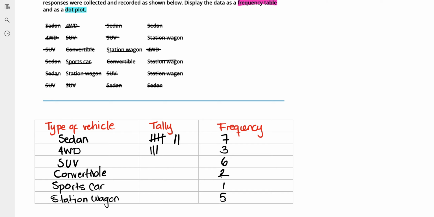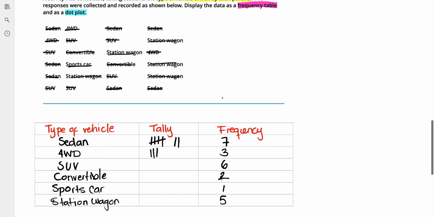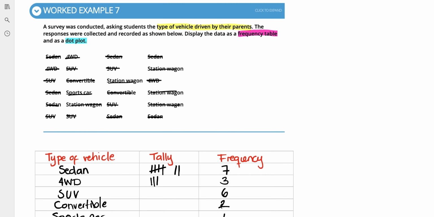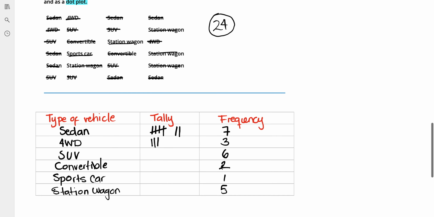Done. Wonderful. Now I'm going to count. Here they're not telling me how many people they interviewed, but if I count how many total answers I have, 1, 2, 3, 4, 5, 6 times 4 columns, I have 24 responses. So if I did it correctly, my frequency has to add up to 24. 7 plus 3 is 10, and 6 and 2, 8, 18, plus 1, 19, plus 5, 24. So my total is 24, wonderful. It adds up to the total responses that I have, so that's correct.